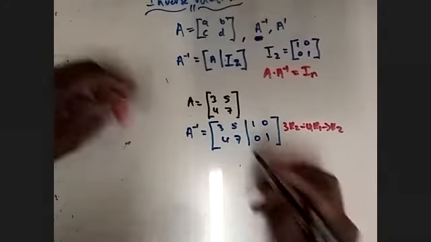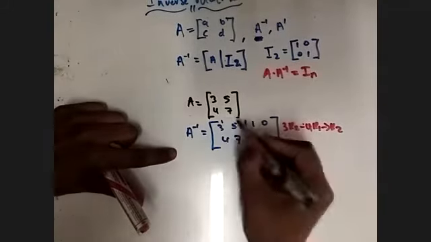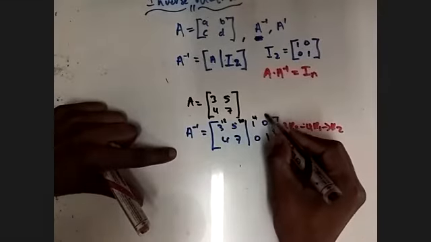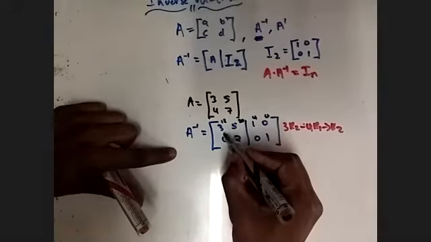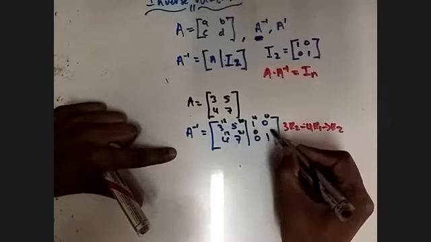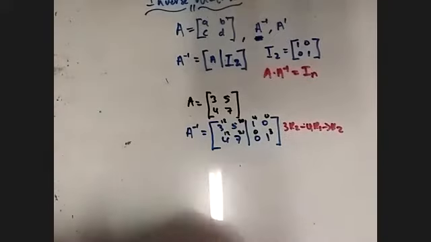So if I multiply this by 4, I'm going to get 12. Multiply this by 4, I get 20. Multiply this by 4, I get 4. Multiply this by 4, I get 0. Multiply this by 3 is 12. Multiply this by 3 is 21. And then it's 0. Then it's 3. Okay, so I'm going to use these values.